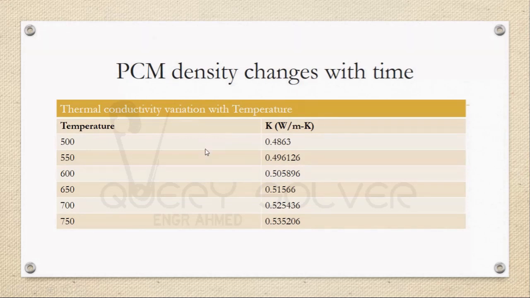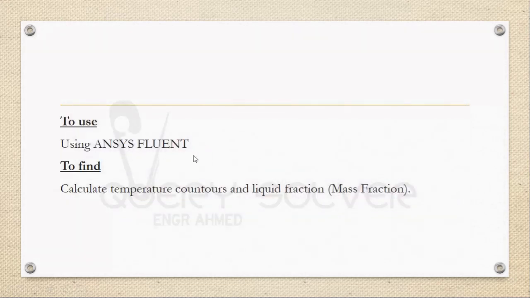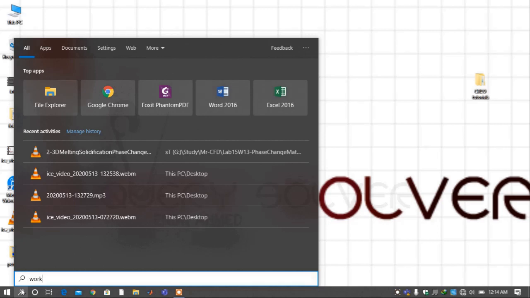Density, specific heat, and thermal conductivity change with temperature. For simulation we will use ANSYS Fluent and our purpose is to calculate temperature contours and mass fraction. Type Workbench in the search bar and run it.